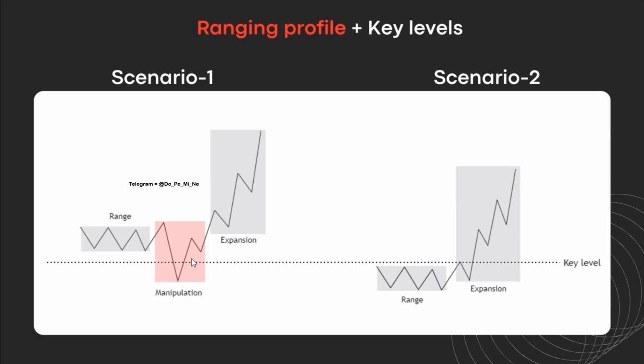In the other one we expected a manipulation profile because, as I said, the key level was untested, and price first had to test a key level as a catalyst for it to expand higher. That's why we expected a manipulation profile. But in this case, we have already tested a key level in the ranging profile, so there is no need for a manipulation to occur. Here we can straight away expect an expansion profile, right?